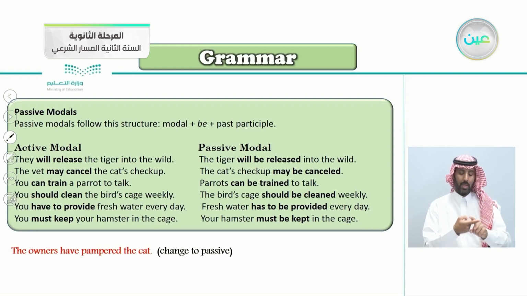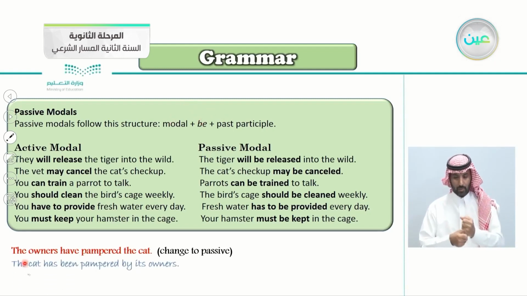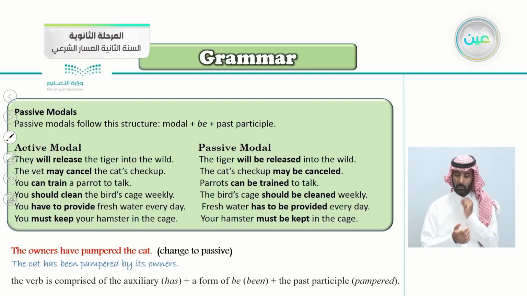So for example, the owners have pampered the cat. How do we change it to the passive? We begin with the object, then the modal verb, then be, then the past participle. So we say the cat has been pampered by its owners. If you want to add the subject, you say by, then you write the subject, its owners. So the verb is comprised of the auxiliary has, plus the form of be, been, then the past participle, pampered.